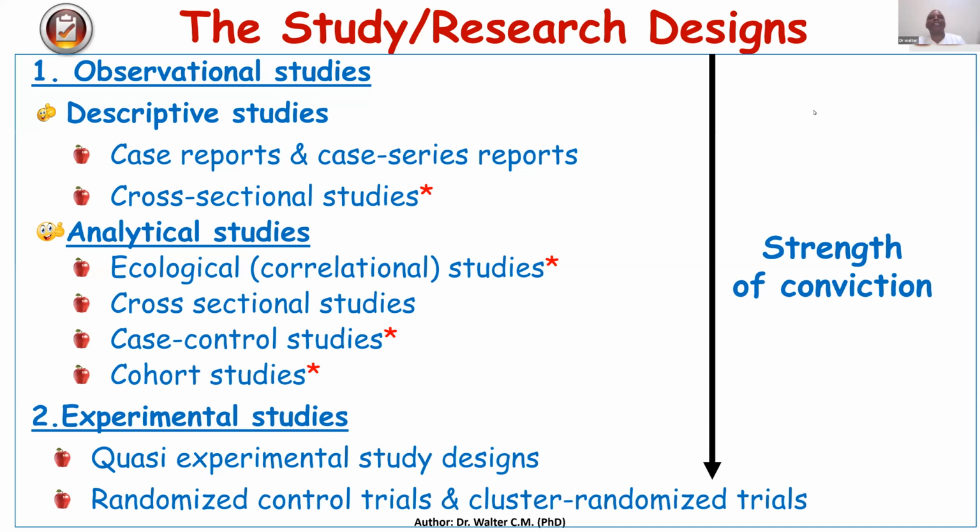So you can qualify them as a descriptive case study, descriptive case series report, or descriptive cross-section study. So under descriptive, we have those study designs. These ones that I am mentioning now are study designs, but they are under descriptive and observational studies. And then we also have analytical observational studies, where we have ecological studies, cross-section again, case control studies, and cohort studies also.